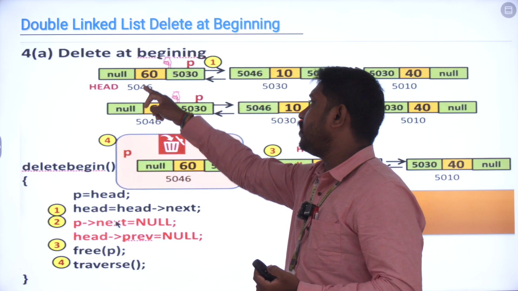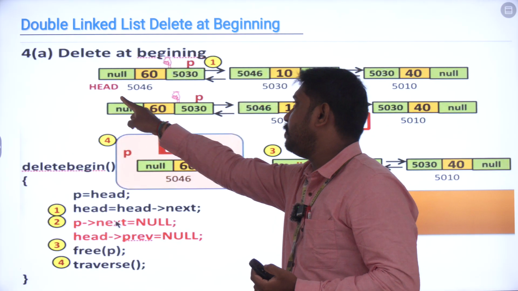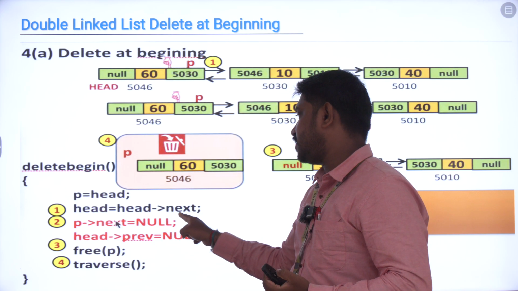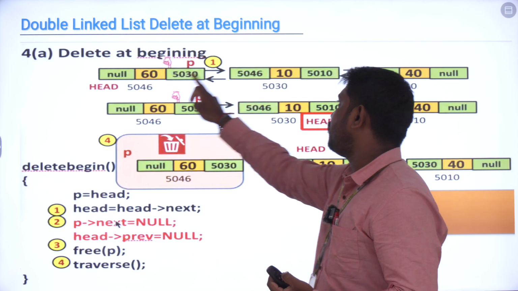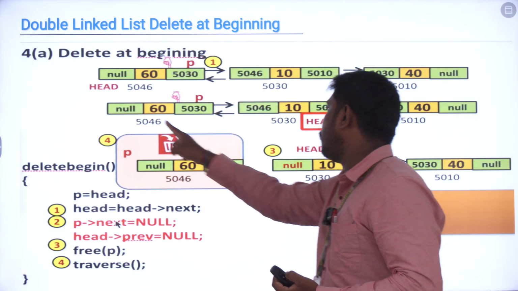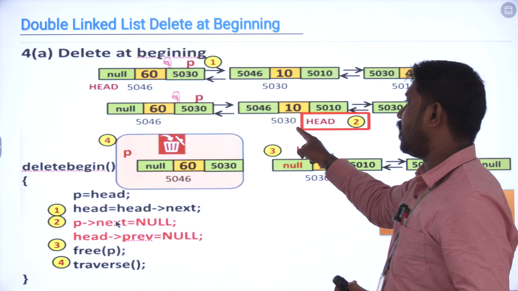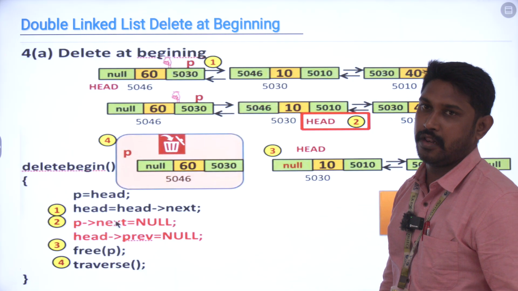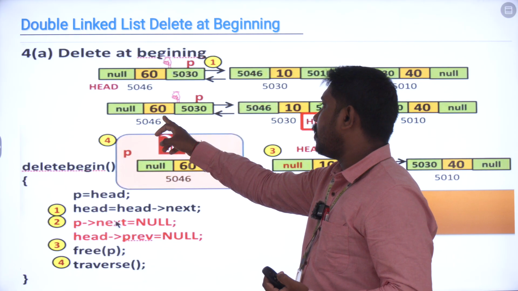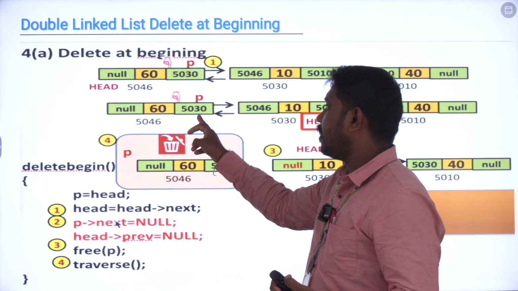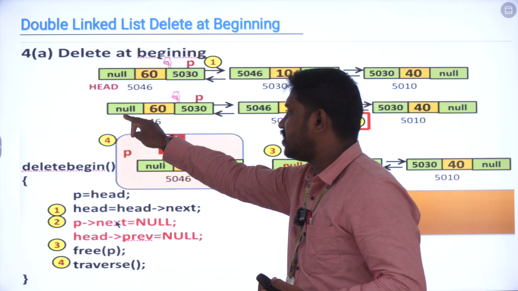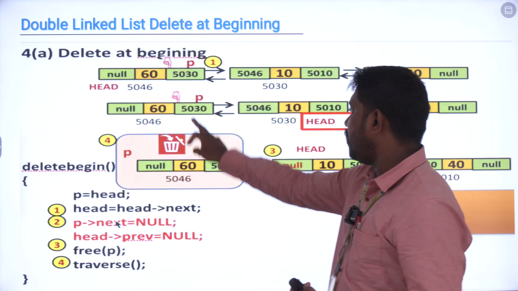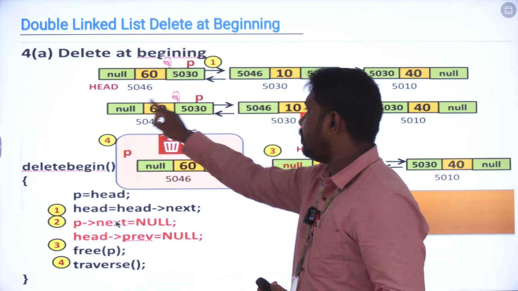If I delete this node, the head will point to the next node. For that I use this line: head is equal to head of next. So this head moves here, and this is now the head node because we are going to delete the particular node. How do we delete it? This node's next is equal to null and this node's previous is equal to null. In the code, this is the P node, so P of next is equal to null and P of previous is equal to null.